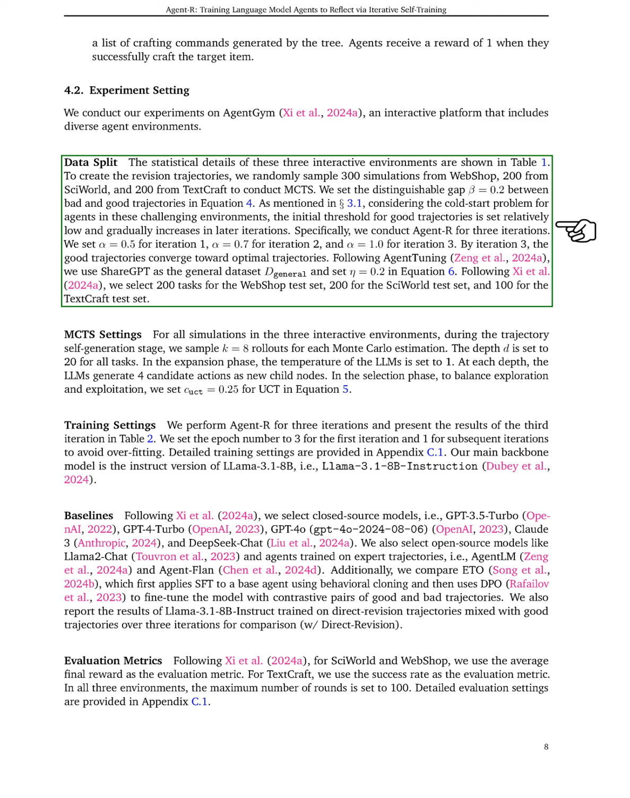We create revision trajectories by sampling simulations from each environment, setting a distinguishable gap between bad and good trajectories. To address the cold start problem, we start with a low threshold for good trajectories, which we gradually increase in later iterations. We run our method for 3 iterations, adjusting the thresholds accordingly. By the 3rd iteration, the good trajectories align closely with optimal ones. Following established methods, we use ShareGPT as our general dataset and select specific tasks for testing in each environment.